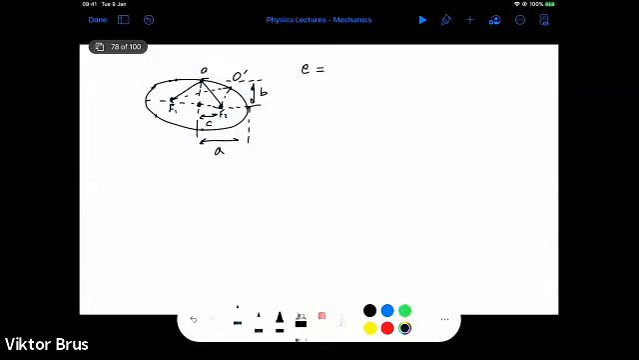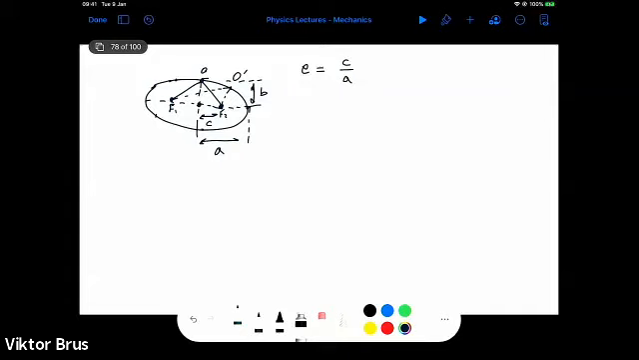So there is a parameter which is called eccentricity of the ellipse, and this is defined as E equal to the ratio between C, so this distance of the focus location from the center of the ellipse, to A, which is the semi-major axis of the ellipse.